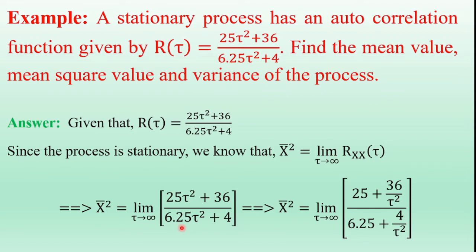and the denominator term also take the common tau square. After taking tau square in the numerator and denominator, they cancel, and the remaining RHS term is limit tau tends to infinity (25 plus 36 by tau square) by (6.25 plus 4 by tau square). So now substitute tau is equal to infinity. Here 36 by infinity is 0, 4 by infinity is 0. Therefore expectation of x of t whole square is equal to 25 by 6.25, which is equal to 4.